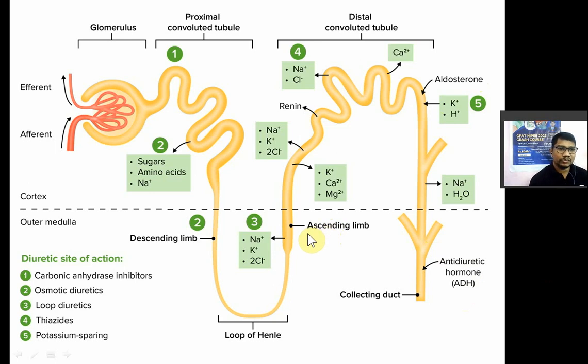So these drugs will act on different sites: on the first site carbonic anhydrase inhibitors, on the second site osmotic diuretics, on the third site loop diuretics, on the fourth site thiazide diuretics, and on the fifth site potassium sparing diuretics will act. So you have to remember the sites and examples of drugs that act on a particular site. So this is the first classification. Now we'll see the second one.